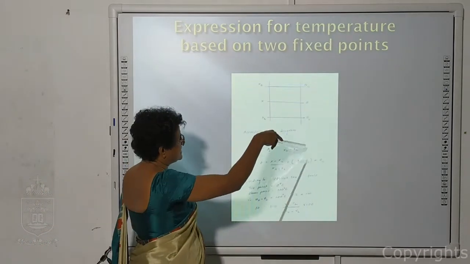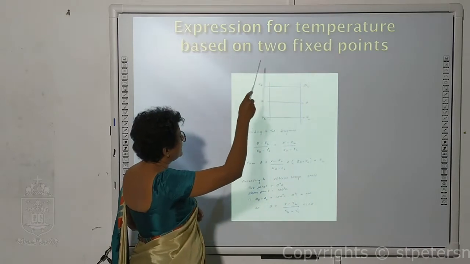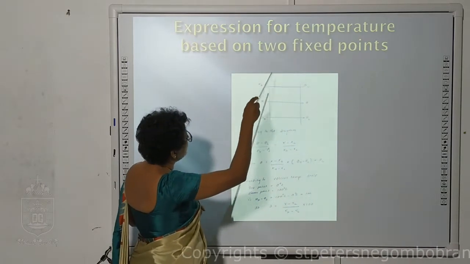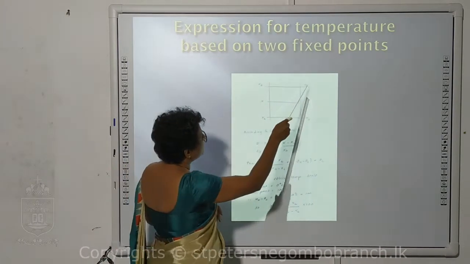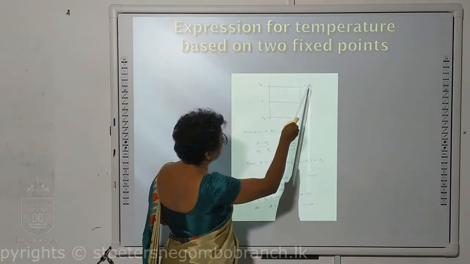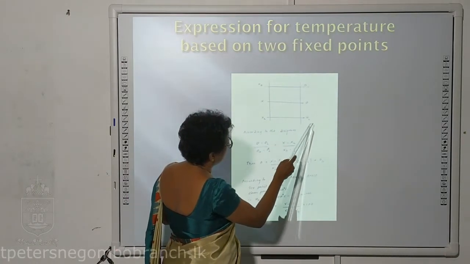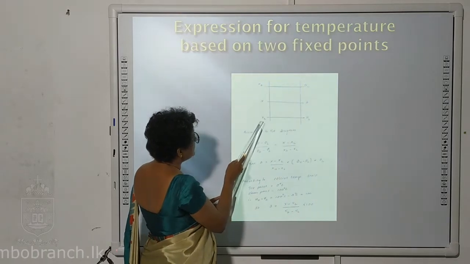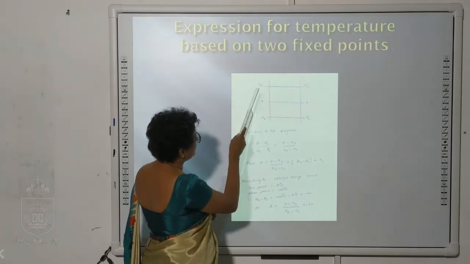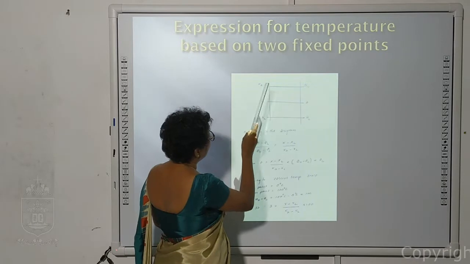Now we will see an expression for the temperature based on two fixed points. Here you have a scale in theta Celsius, theta degrees, and here you have x. Here the highest point is theta h and the lowest point is theta l. This is the lowest point x l, and the highest point x h.